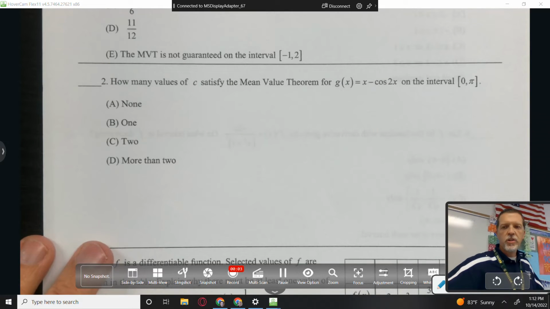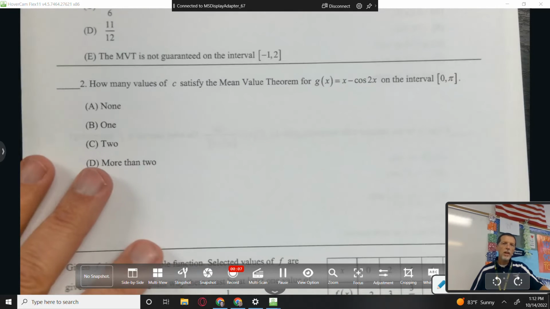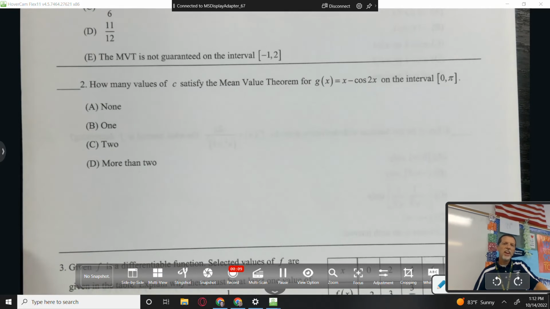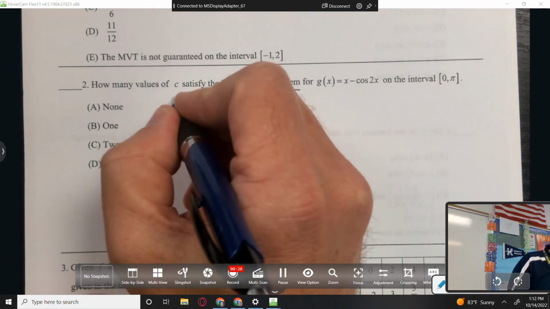All right, number 2 on the quiz from Thursday. How many values of c satisfy the mean value theorem for g of x equals x minus cosine 2x on the interval 0 to 2 pi? So, mean value theorem.